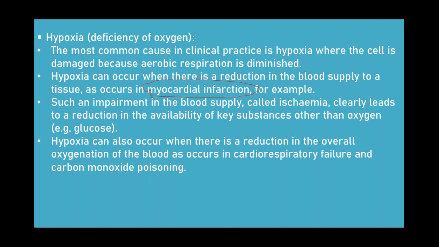This may be an exam question. They give you a scenario about a patient who has deficiency of oxygen and cell injuries, and ask what is the example for hypoxia. If they give you any options, you choose myocardial infarction. This is the best example for hypoxia, or deficiency of oxygen leading to cell injuries. Impairment of blood supply is called ischemia. We said an example is ischemia. So ischemia can lead to myocardial infarction.